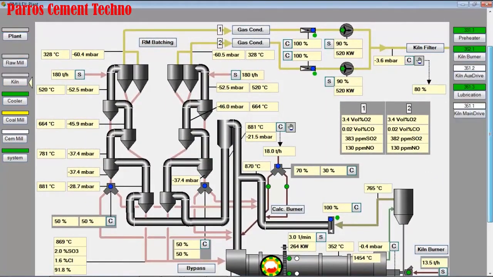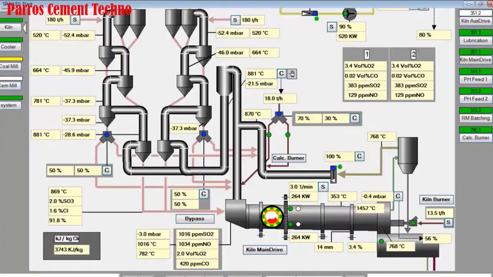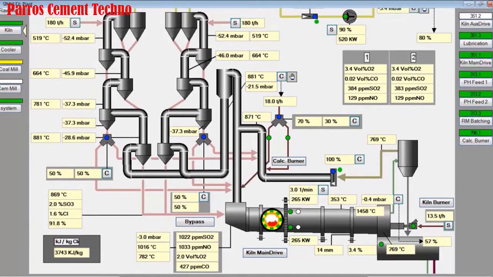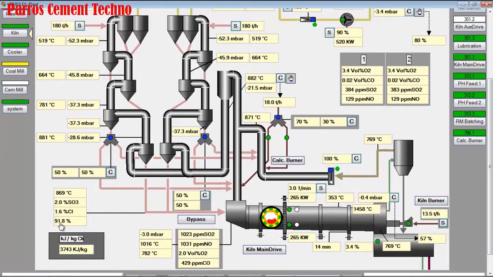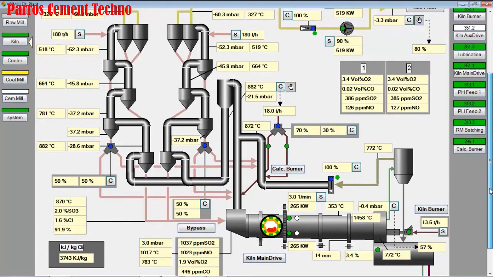The current kiln operating conditions: the temperature at the top of the preheater is 328 degrees Celsius, the kiln feed is 360 tons per hour, free lime is still 3.4%, decarbonization is above 91%, and heat consumption is still 3,740 kilojoules per kilogram of clinker. We have to improve the kiln operation until it reaches optimal operation.